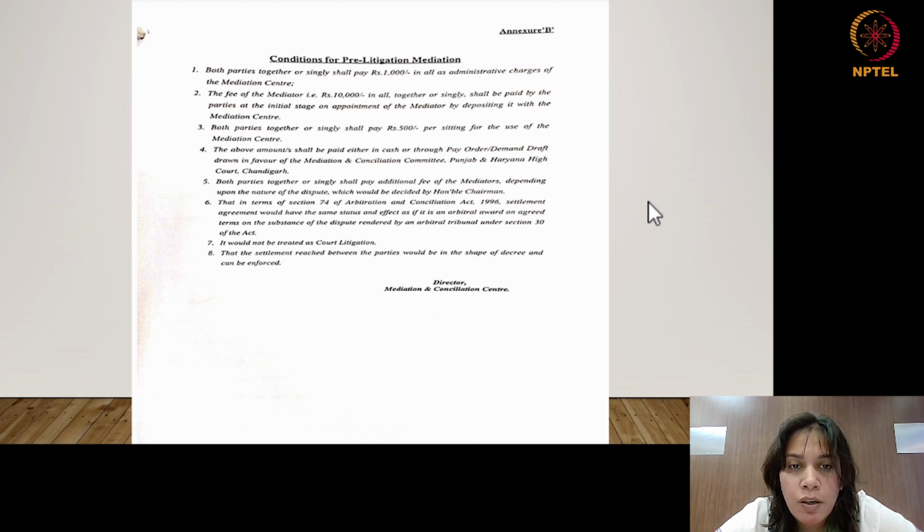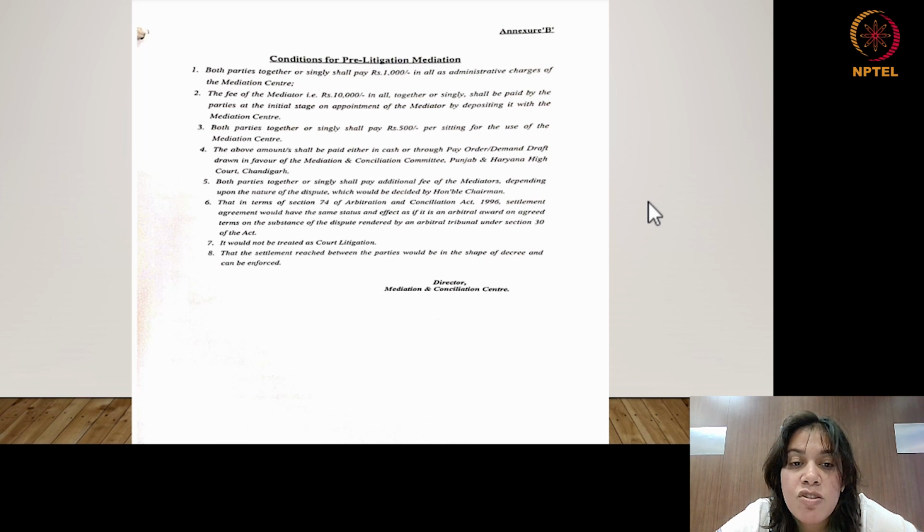Both the parties together or singly shall pay rupees 500 per sitting for the use of mediation center. So per sitting for the use of the room of the mediation center, it charges rupees 500. The above amount shall be paid either in cash or through pay order or demand draft drawn in favor of the Mediation and Conciliation Committee, Punjab and Haryana High Court, Chandigarh. So how the mode of payment would be, that has been told in this condition.